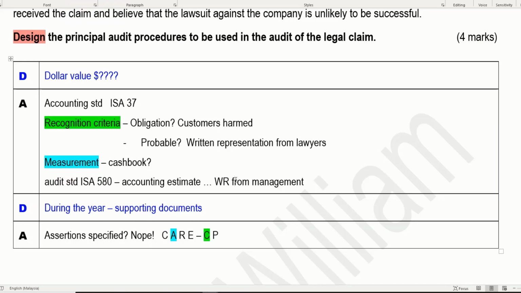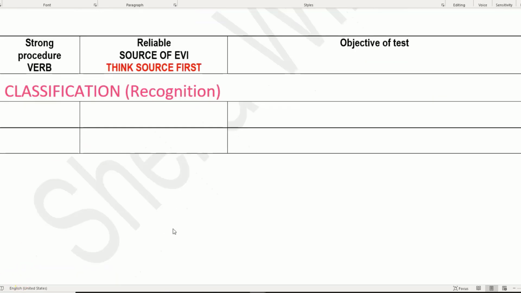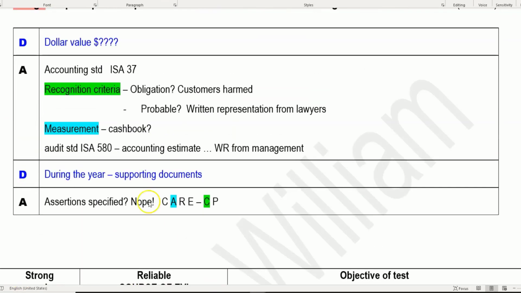So we've done a little bit of a plan. So now we come to the stage where we want to write out the answer. This is just one of the first lessons on the area of designing audit procedures. So I'm going to take it really very slow. I'm going to use a table to show you how we can actually develop the audit procedure. So all audit procedures, in order for us to get 1 mark, will have to start with a strong procedure, a verb. Then we've got to think about the source of evidence. We're going to think about reliable sources of evidence. And then we've got to put down the objective of the test. Are we okay? So I'm going to tackle the part about the classification, the recognition first.